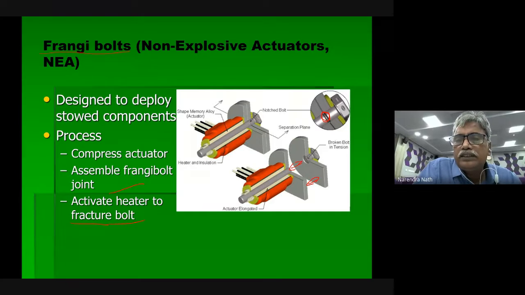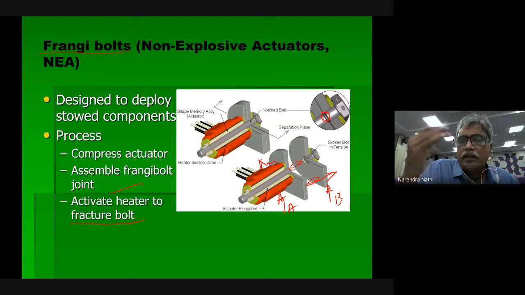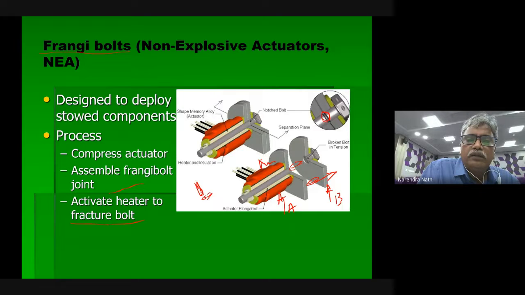Suppose this is the main body, A is the main body, and B is an attachment. We want to detach this attachment after some time. So how to do it? If it is at high altitude, then these kinds of bolts are used. By heating, a little bit of expansion takes place through the shape memory effect. By that time, it will just detach. This is what I am saying.